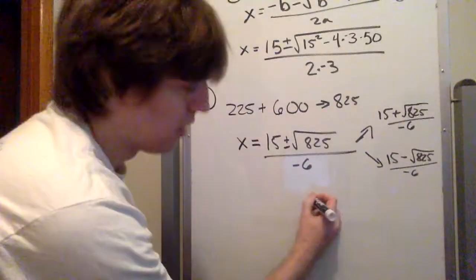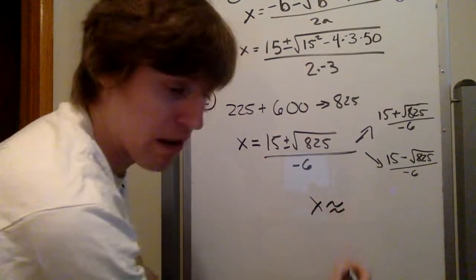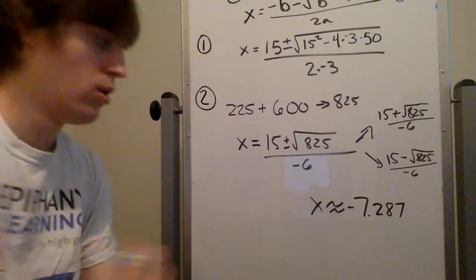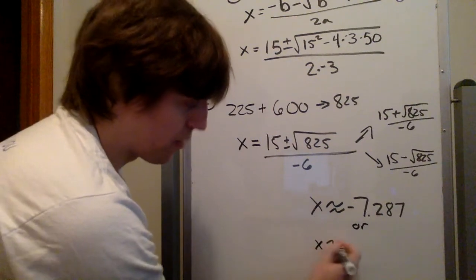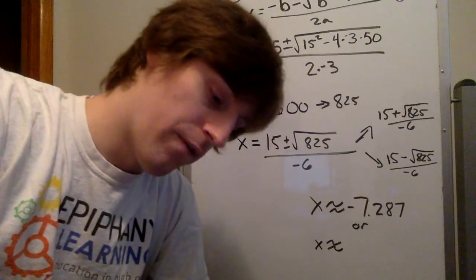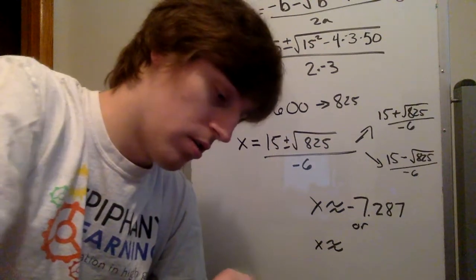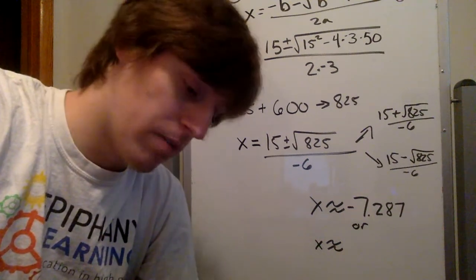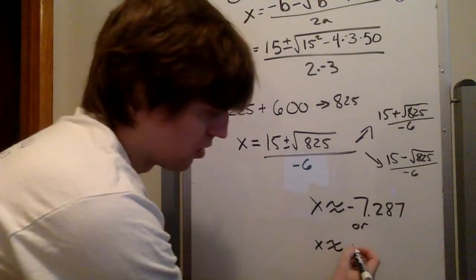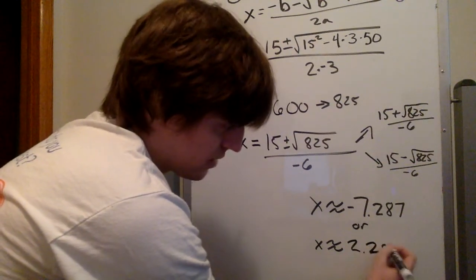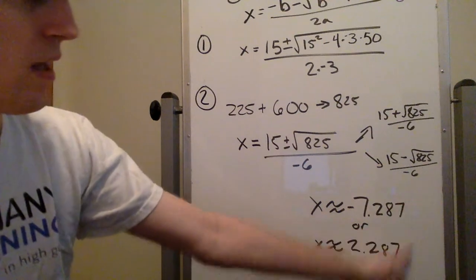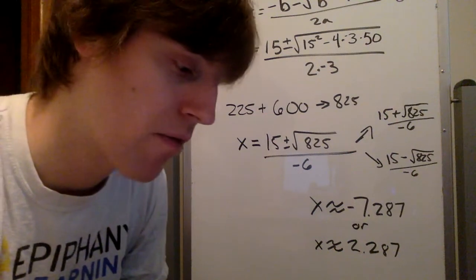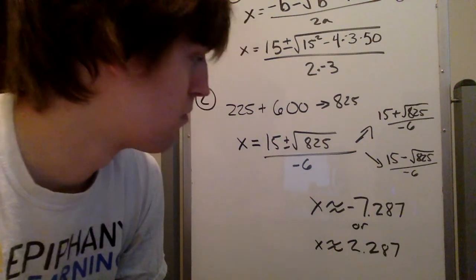My first answer, this top one, I rounded now: x is approximately -7.287. And for the bottom one, 15 minus square root 825, enter, then divided by -6, x is approximately 2.287. That's interesting. This 287 must be like the remainder for this square root, so it looks like there is some pattern there.